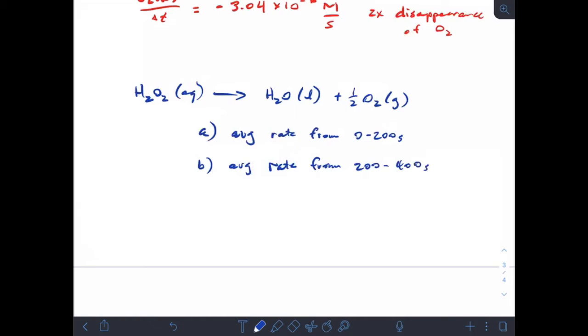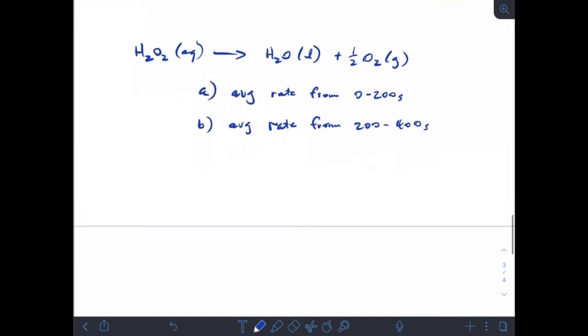Okay, so like I said, we're going to start a reaction, and at 200 seconds we'll take a sample and measure it, and at 400 seconds we'll take a sample and measure what's there. So for aliquot A, we have delta T equals 200 minus 0, so final minus initial. Okay, so delta T is 200.